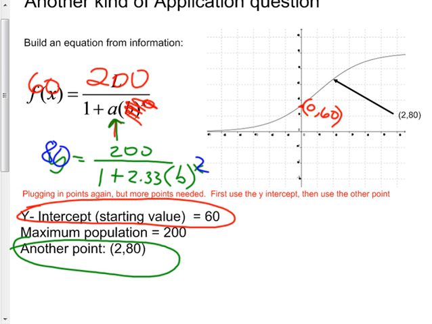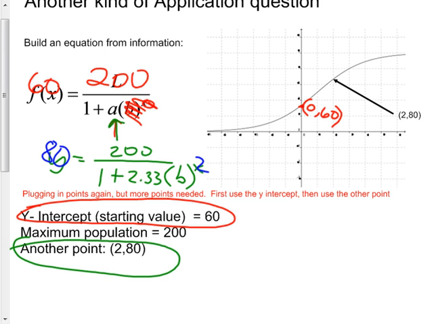Anytime you're dealing in the real world, you almost always end up throwing out negative ones. I mean, you can't have negative time. You can't have negative lengths of sides. So usually you got two answers. Throw out the negative one, use the positive one. In this case, they're both the same number, so it works out real easy.